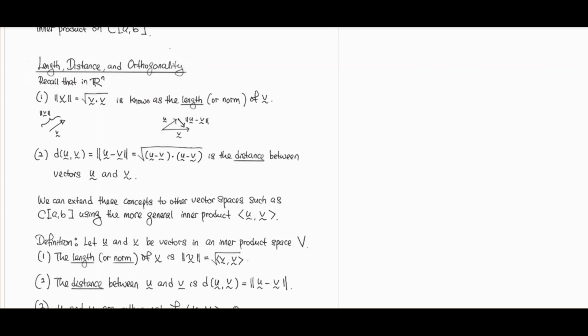Okay, so for example, let's look at this. In Rn, the magnitude of these vectors, the length of these vectors, is defined as the square root of the dot product, or usually we write it like this because we like the square better than the square root, so sometimes we write it like this. That's the length, right? And distance, how do we talk about distance?